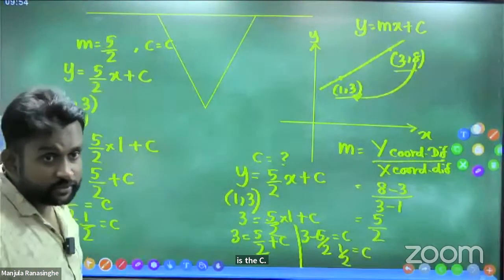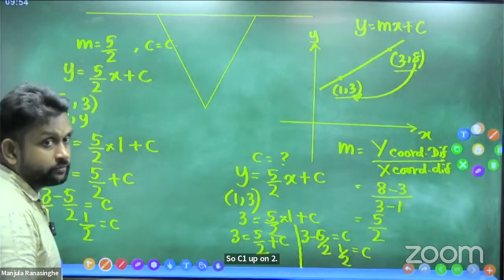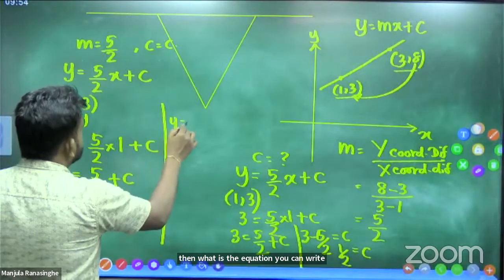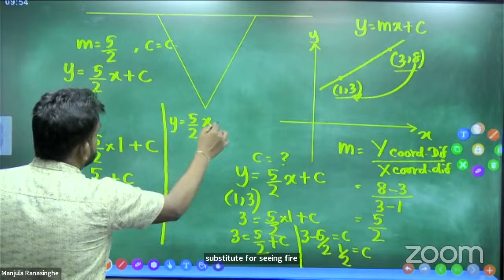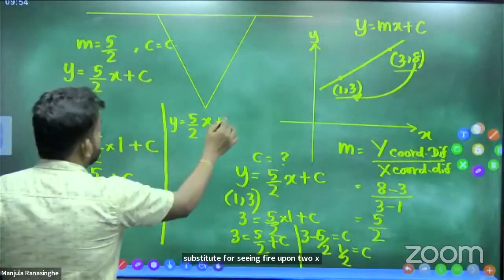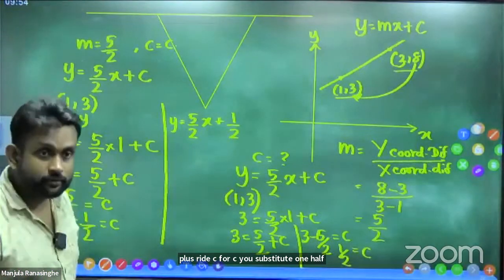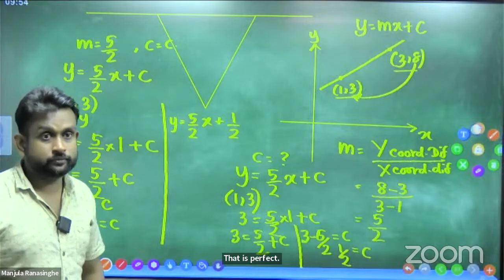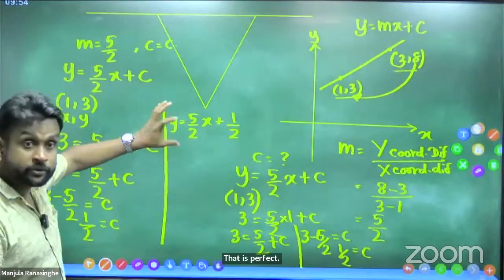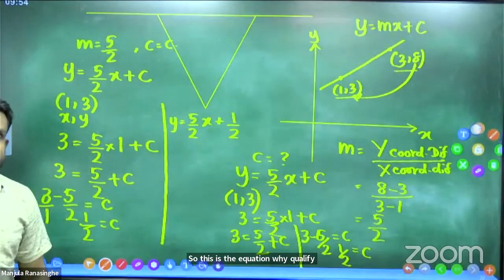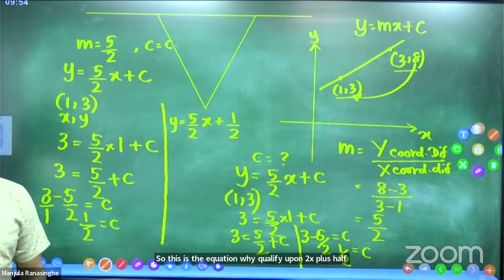Then what is the equation? You can write 5 upon 2 x plus c, and for c you substitute 1 upon 2. That is perfect. So this is the equation: y equals 5 upon 2 x plus half. That's the very hardest question that can be raised in the O-level paper. Everyone concentrate on this question.